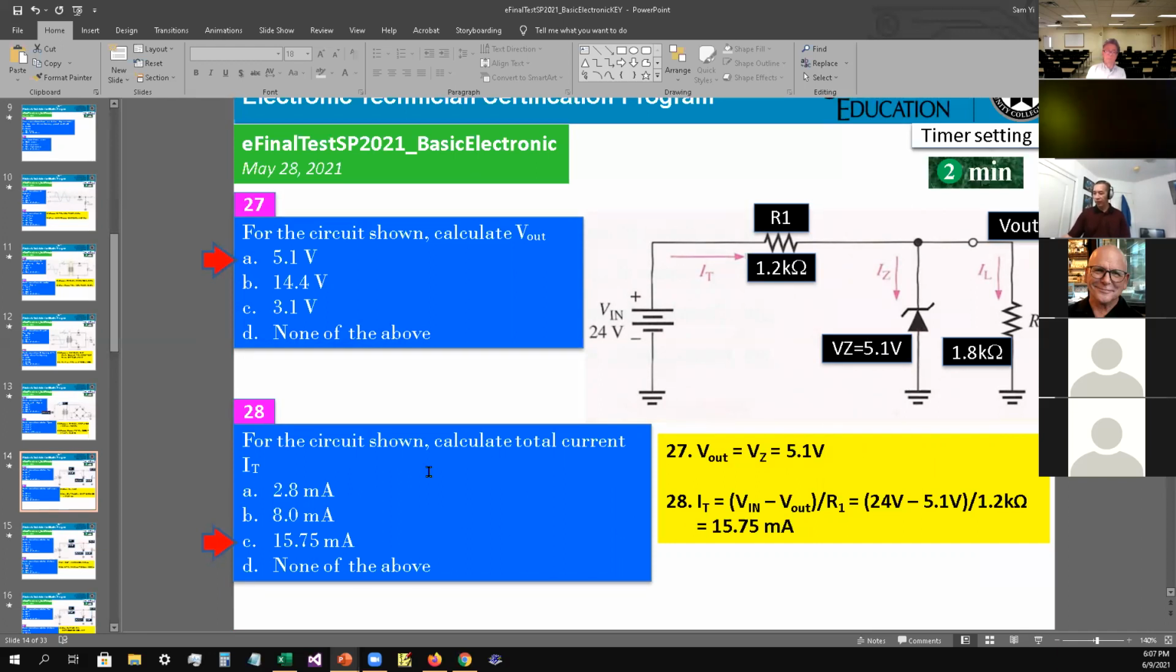Okay, for 28, for the circuit showing, calculate total current IT. Same thing as we said: Vin minus the Vz, divided by R1. Vin was 24 minus the 5.1 volt, divided by 1.2 kilo ohm. That gives you 15.75 milliamps. So the answer is C as in cat for number 28.